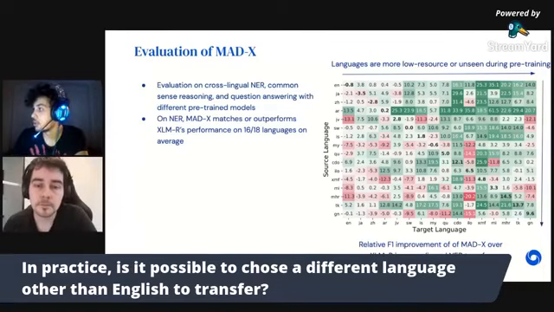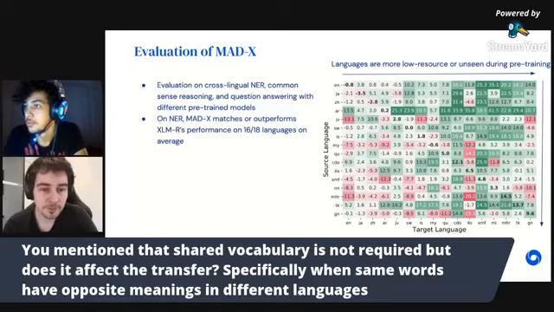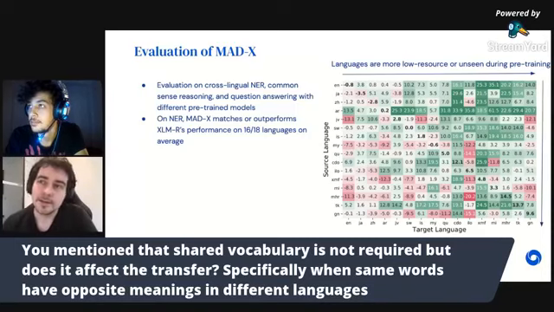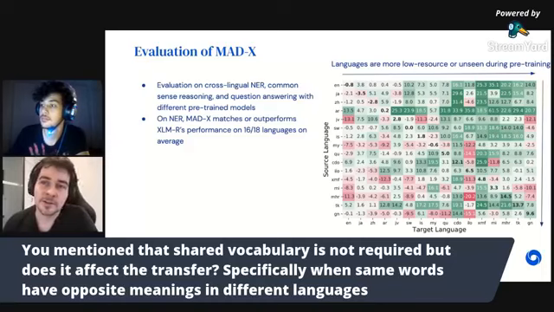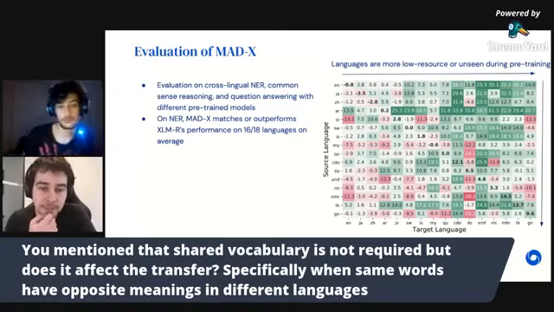So we got a question here from Hamza. If you want, you can read it. You mentioned that shared vocabulary is not required, but does affect the transfer, specifically when same words have opposite meanings in different languages. I guess it's generally things like false friends or words with the same spelling but different meanings.